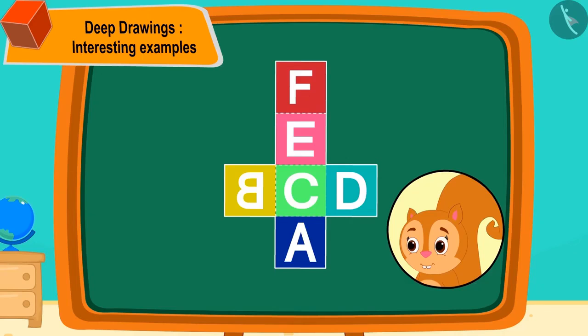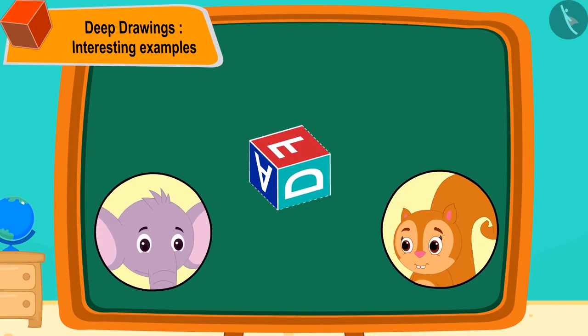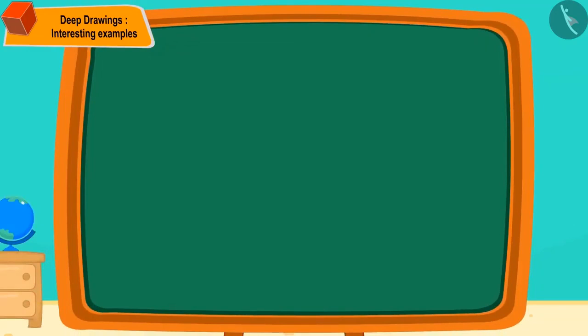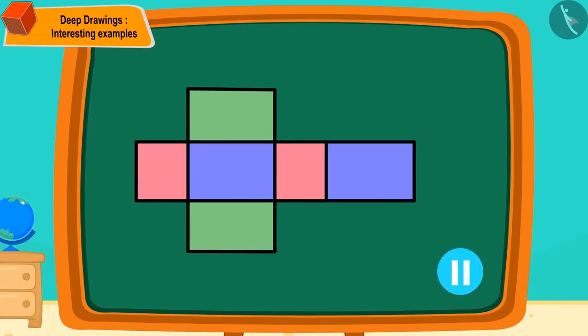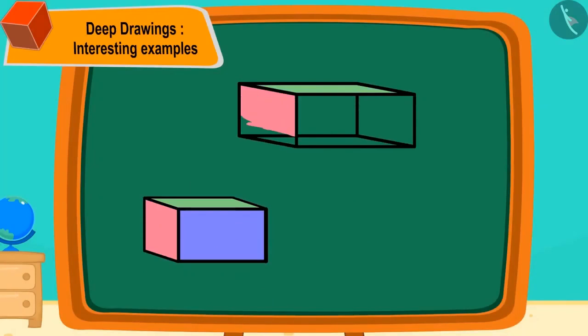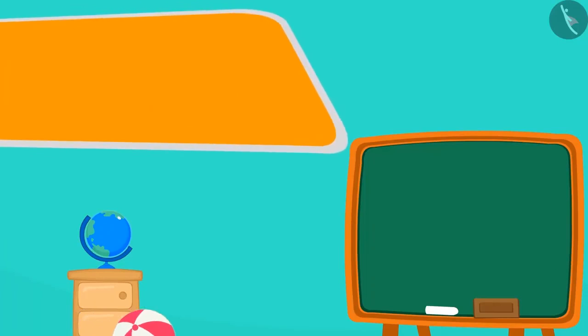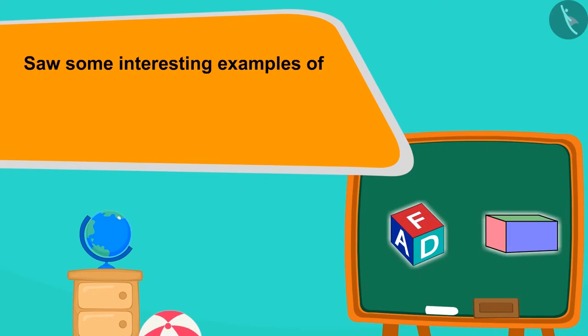Chanda made a dice by folding a net made of paper, and Chanda and Appu started playing their game. Children, you can now play a game of making a deep drawing of a cuboid with your friends. If you want, you can stop the video and make it. Children, you can make a deep drawing of a cuboid in this way. Children, in this video, we saw some interesting examples of making deep drawings of shapes like cube and cuboid.